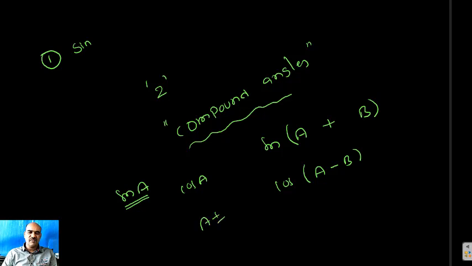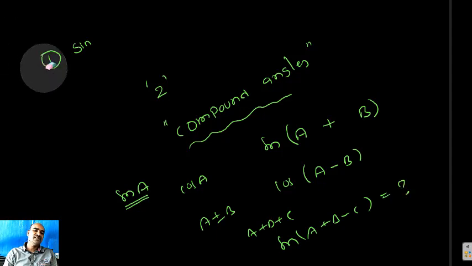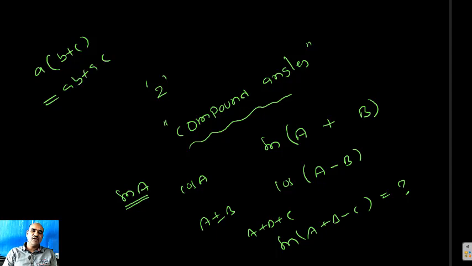Angles of the form A plus B minus C, or A plus B plus C. What is the meaning of that? Sine of A plus B minus C equal to what? Students, important thing here: A times (B plus C) is nothing but AB plus AC. This is called multiplication is distributive over addition. Here A, B, C are any three real numbers.